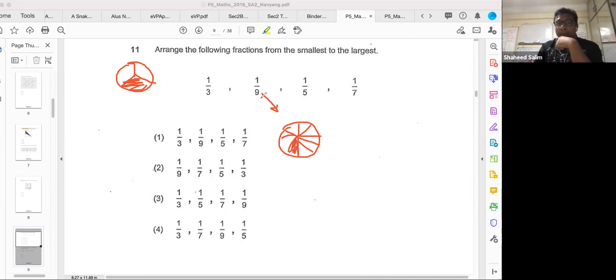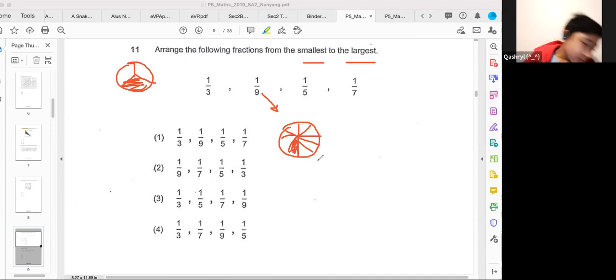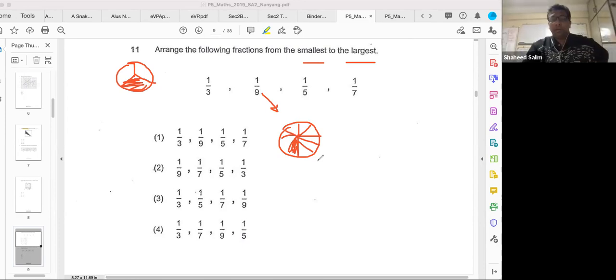So notice 1 out of 9 is very small. 1 out of 3 is very big. Why? You are dividing the cakes according to slices. This is the number of slices. Well done. Husna Shafia got a check. Husna Shafia, 1/3 is bigger than 1/9, no? So they went from smallest to largest. You are giving largest to smallest. Well done, Shalina. Izzat, well done.